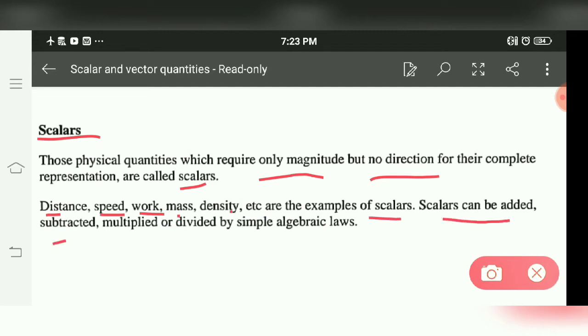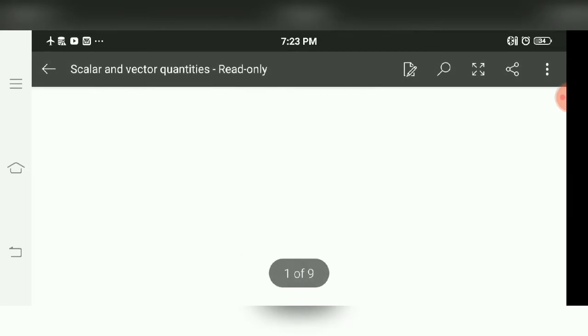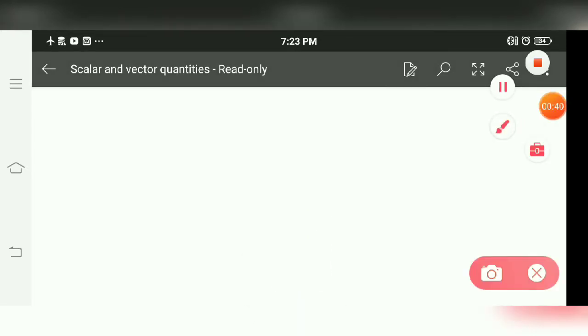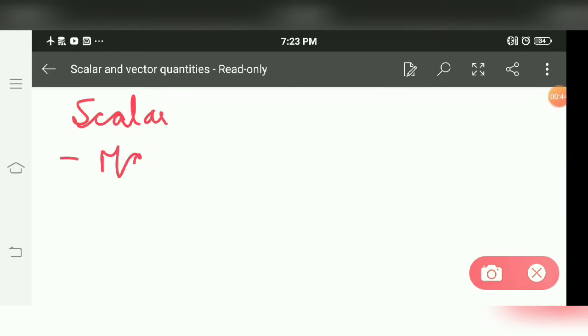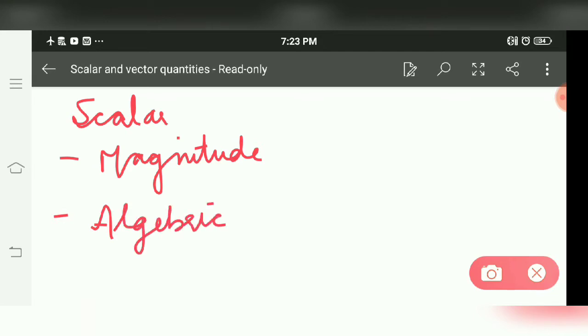Scalars can be added, subtracted, multiplied according to the algebraic rules. So indirectly we can say that scalar quantities are those quantities which require magnitude only and follow algebraic law of addition, subtraction and all. So these are the scalar quantities. Examples are distance, speed, mass, energy, work. These all are the examples.